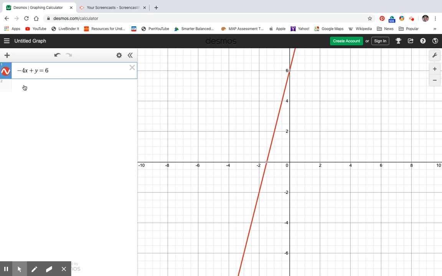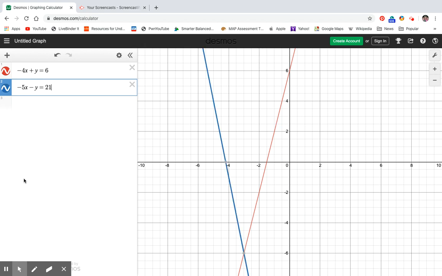We're going to then type the second equation into a new box. So I'm going to click down here on this other box right underneath, and you'll see it opens up a new box. And I'm going to type in the second equation, which is negative 5x minus y equals 21.